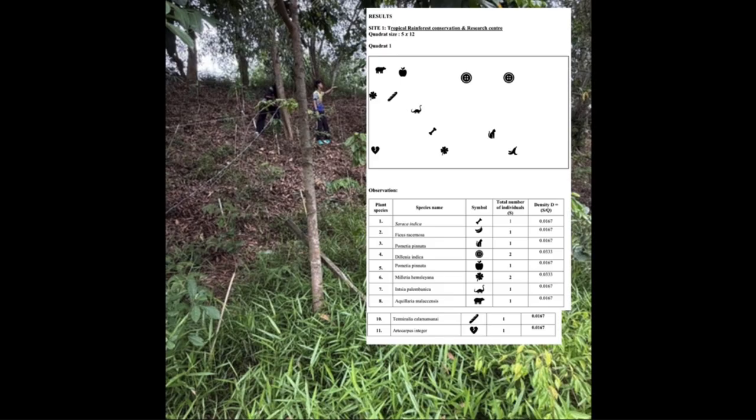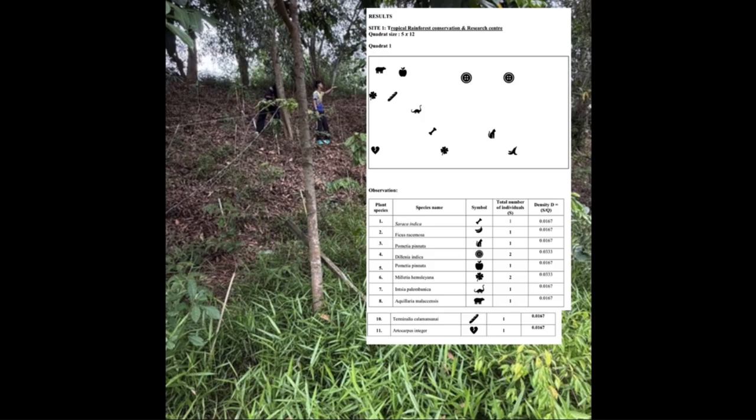The fourth one is Dillenia indica, which is in the button. Total number is 2 and the density is 0.0333. After that is the fifth, which is Pometia pinnata in the symbol of apple. The number is 1 and the density is 0.0167. The sixth one is Melastoma hamsliana, which is in the leaf. The total number is 2 and the density is 0.0333.